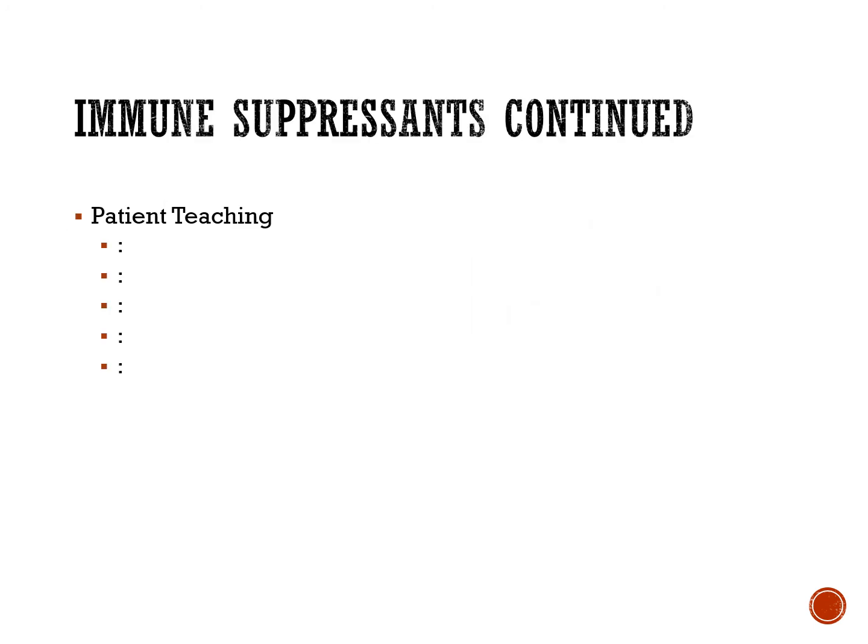Patient teaching. Avoid people with active infections. No live vaccinations. They'll need periodic lab tests. Avoid pregnancy, so they'll need to use barrier protection. And notify provider of signs and symptoms of infection.